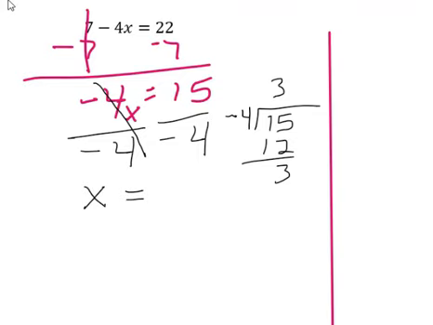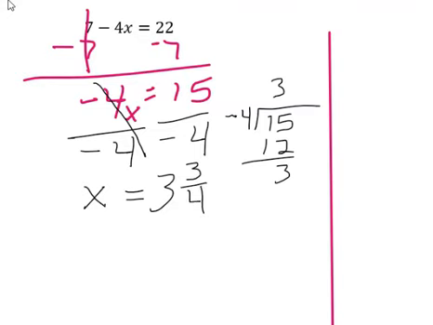Okay? So I asked myself, how many times did the 4 go into the 15? Well, it went 3 times. That's my whole number. Right there, that's my whole number. My remainder of 3 becomes my numerator. And the number I was dividing by becomes my denominator.